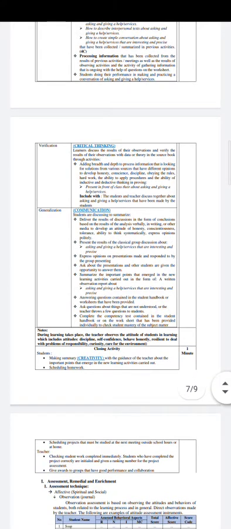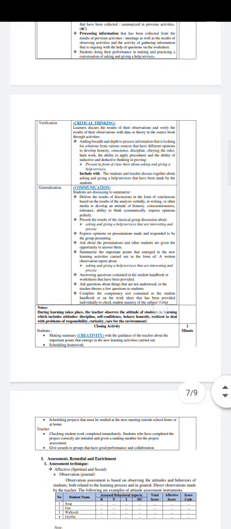The next one is the verification, still in critical thinking. Learners discuss the results of their observations and verify the results of their observation with data or theory in the source book through activities. And also they will present it in front of the class. They're about asking and giving help or services.